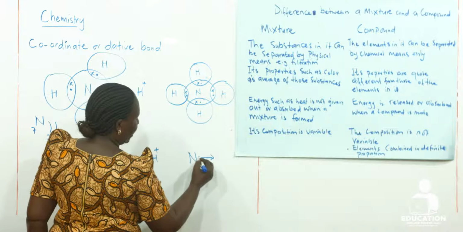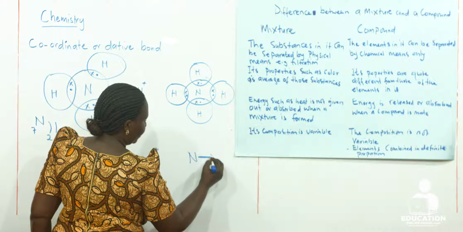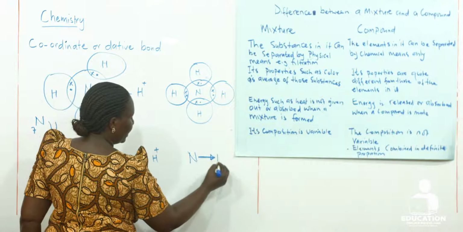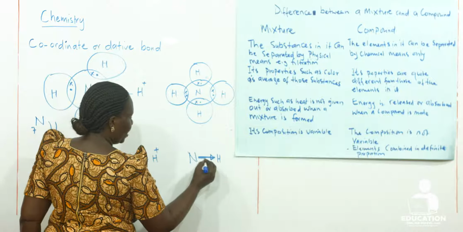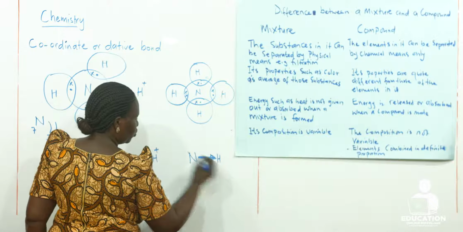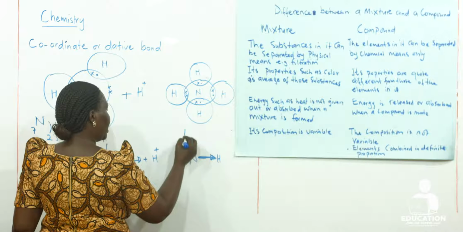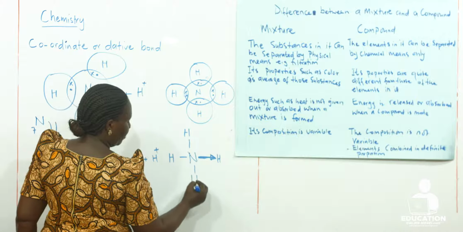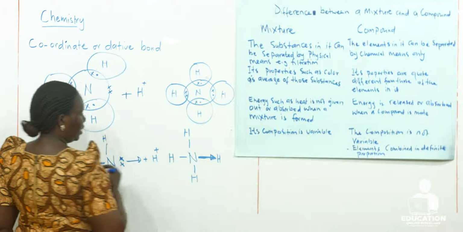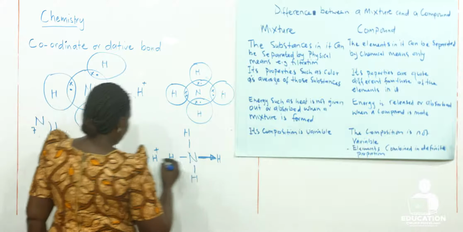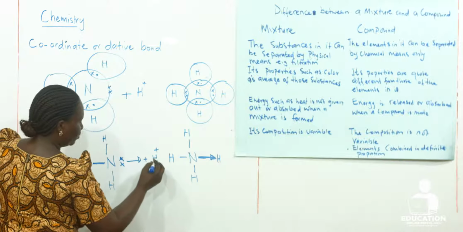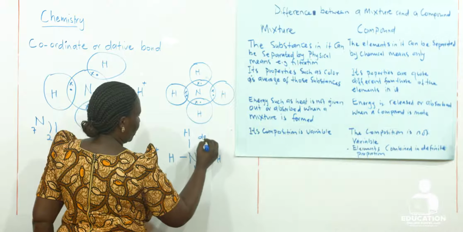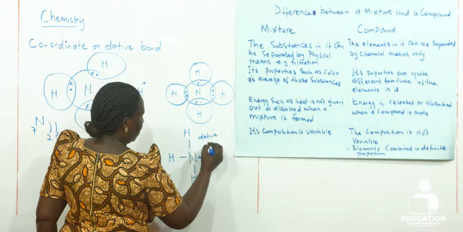and the dative covalent bond is represented with an arrow. So this arrow is indicating that nitrogen is the one donating the entire electrons to hydrogen. Then we have the rest of the normal covalent bonds, the sharing between hydrogen and nitrogen. So this lone pair will be donated to the hydrogen proton, and this is the dative covalent bond.